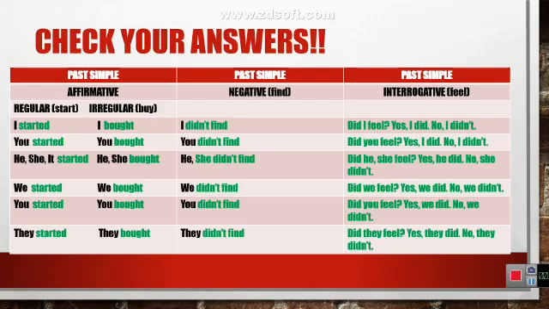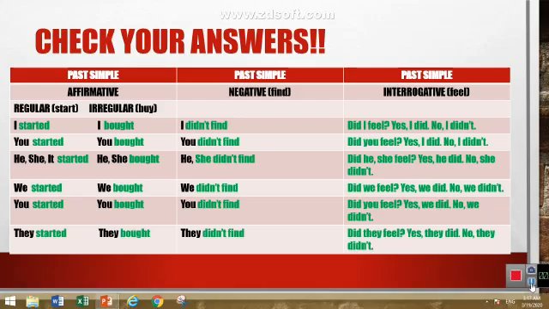In the negative form, we have the subject, then didn't or did not, and the main verb, for example, find, in the base form. In the interrogative form, we have did, then the subject, then the main verb, for example, feel, in the base form, with yes or no answers.